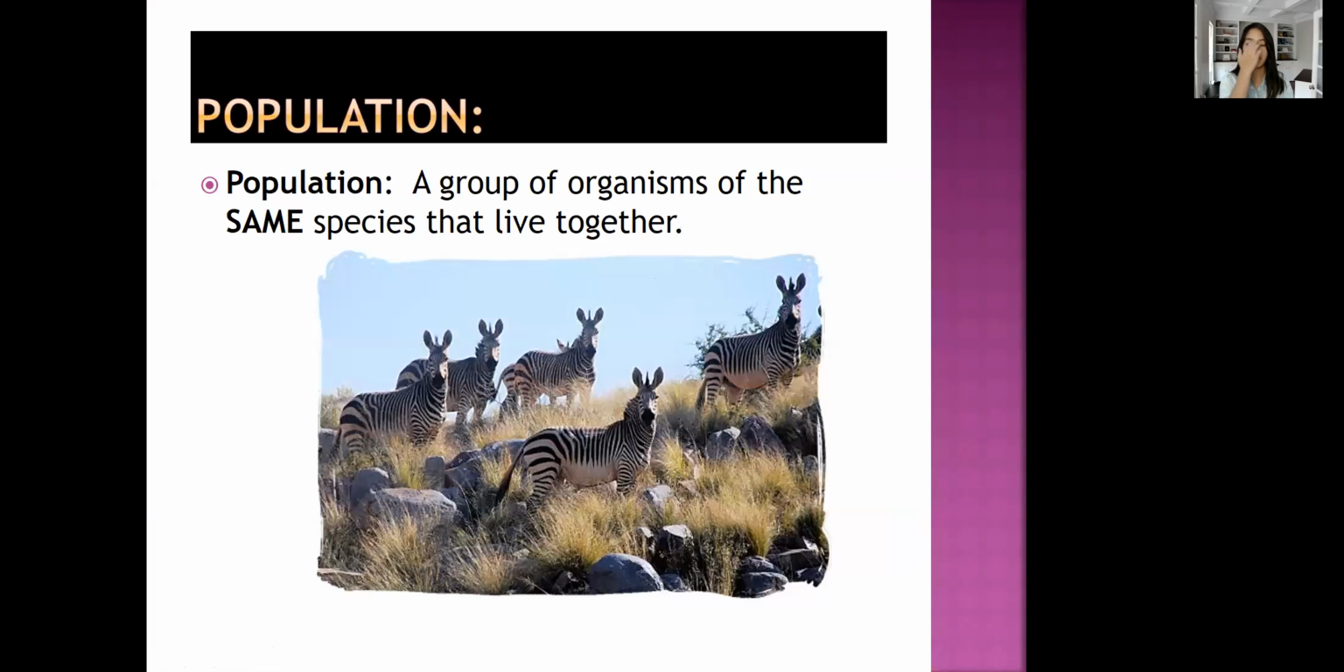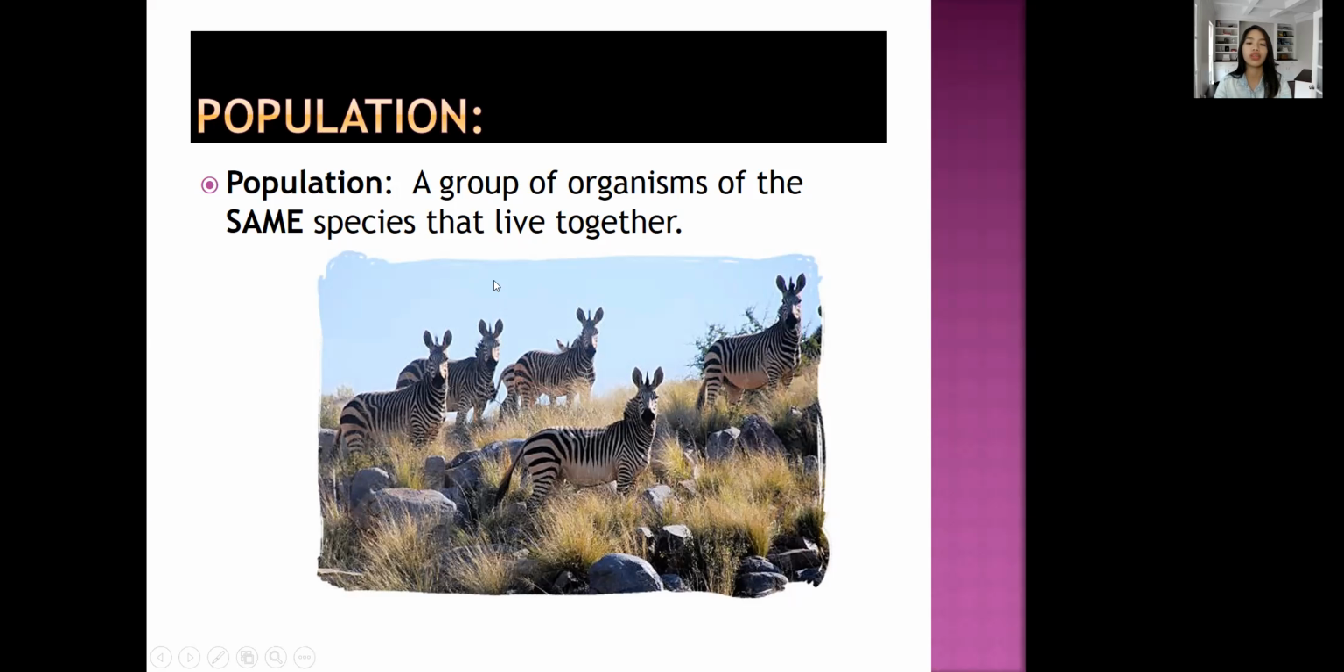Next is the population. It is a group of organisms of the same species that live together. So a population is a group of individuals of a single species living together within a particular geographic area. So they can interbreed and compete with each other for resources.